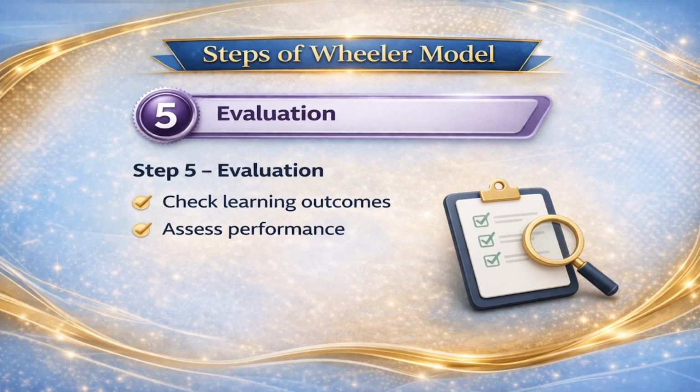Next step of Wheeler model is evaluation. This step means checking whether students have learned or not, whether objectives are achieved, whether teaching methods are effective. For example, teacher conducts speaking tests, oral activities, short quizzes. Simply, this stage makes the learning cyclical.